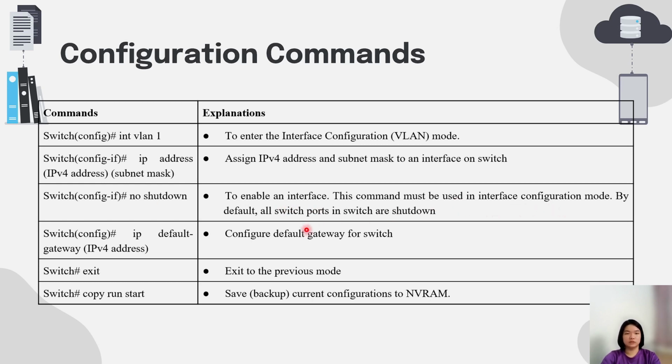By default, the switch ports in switch are shut down. IP default gateway, IPv4 address is used to configure the default gateway for switch. Exit is to exit to the previous mode. Copy run start is to save the current configuration to NVRAM as a backup.